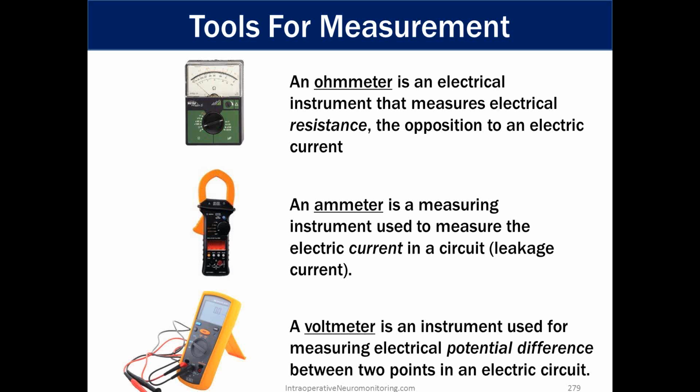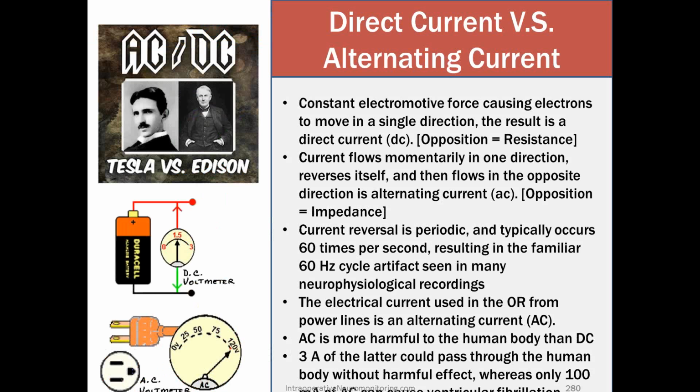Tools for measurement. An ohmmeter is an electric instrument that measures electrical resistance, the opposition to an electric current. That's what we're kind of used to, at least in the operating room. An ammeter is a measuring instrument used to measure the electric current in a circuit, the leakage current. A voltmeter is an instrument used for measuring electric potential difference between 2 points in an electric circuit. So, things that would be useful if you're looking at Ohm's law.